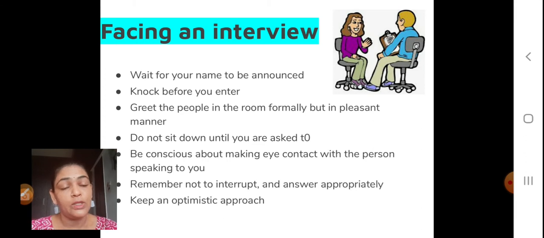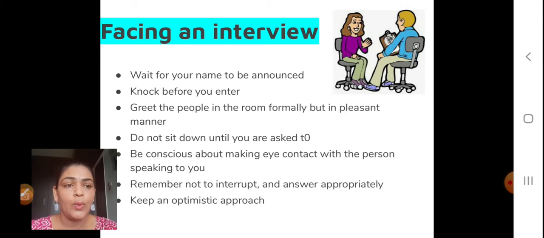Be conscious about making eye contact with the person speaking to you. I told you that you do not have to make eye contact with just one person, but you have to make eye contact with all the people sitting in the room to interview you. But most of the time, you can look at the person who's asking questions and whom you are answering to. Remember not to interrupt and answer appropriately.